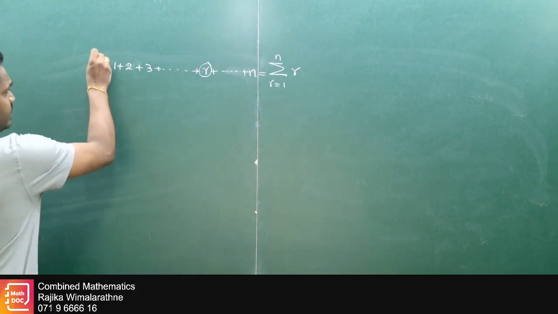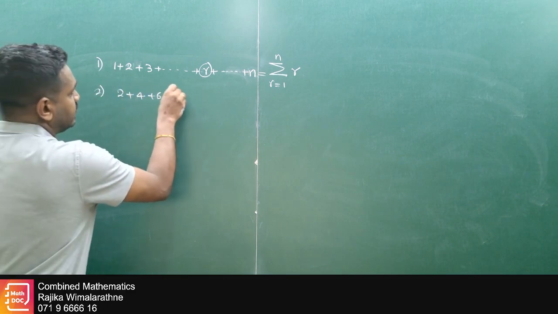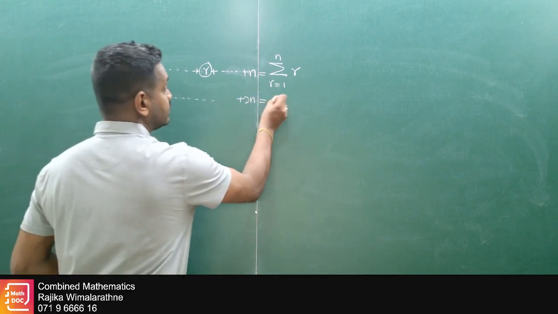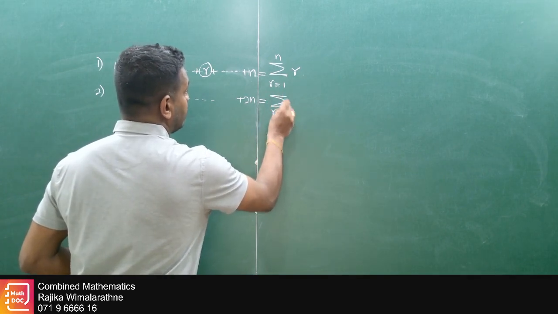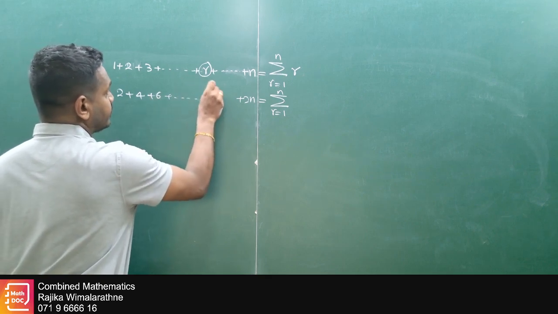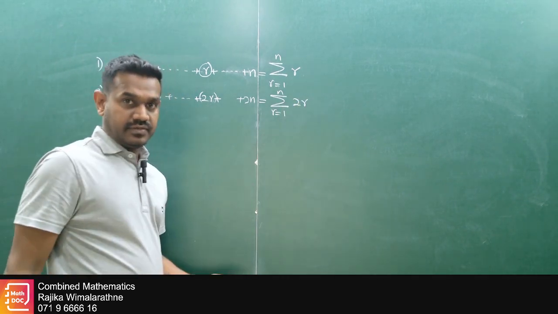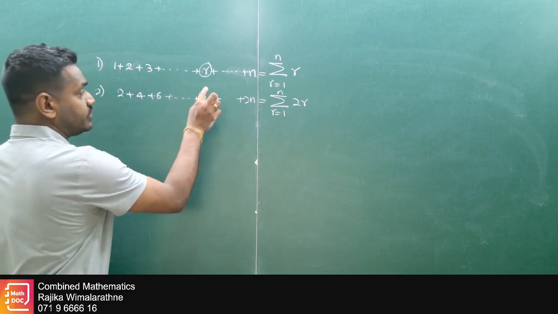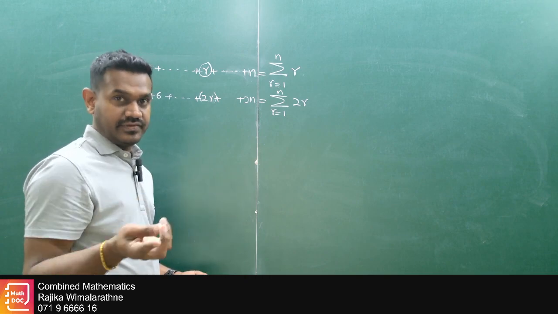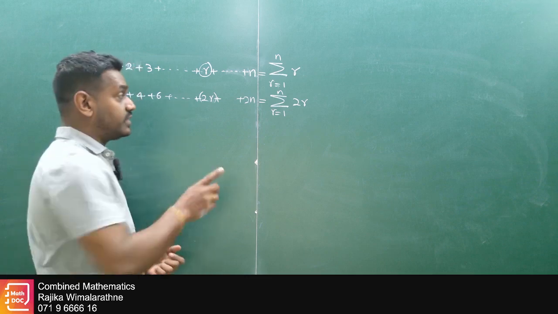Consider another example: 2, 4, 6, and it goes like that up to 2n. According to this pattern, you can write sigma r equal 1 to n, and the general term you write is 2r. That's how we write sigma. According to the pattern, you write the r-th term. If you know the n-th term, you can replace n by r, and that will be the r-th term. If this is not given, you need to check the pattern and find what r is.